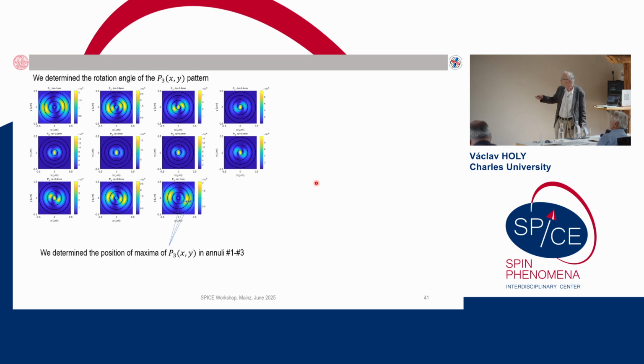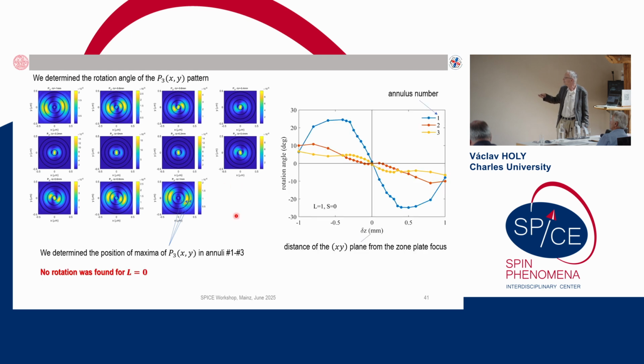So here are the circular segments 1, 2, 3, and we calculate the rotation angle as a function of displacement in front or behind the focus. And as you can see, the largest rotation angle belongs to segment number 1. This is the closest to the optical axis, and the rotation can make up to 25 degrees. So this is some spiral-like rotation of this P3 pattern.